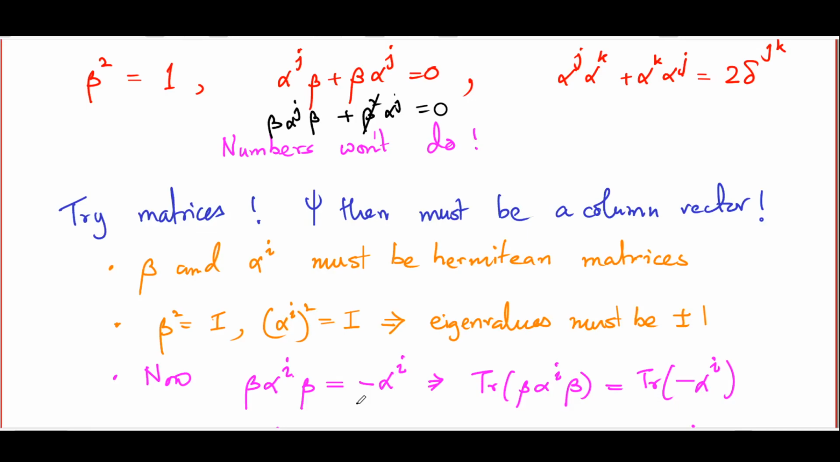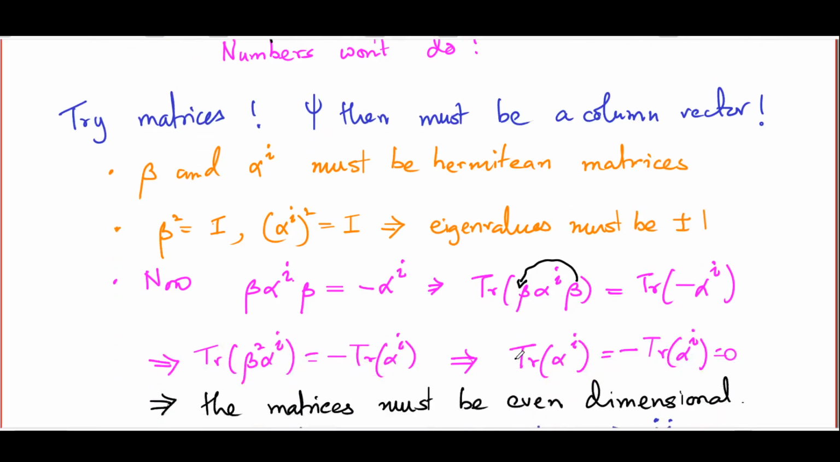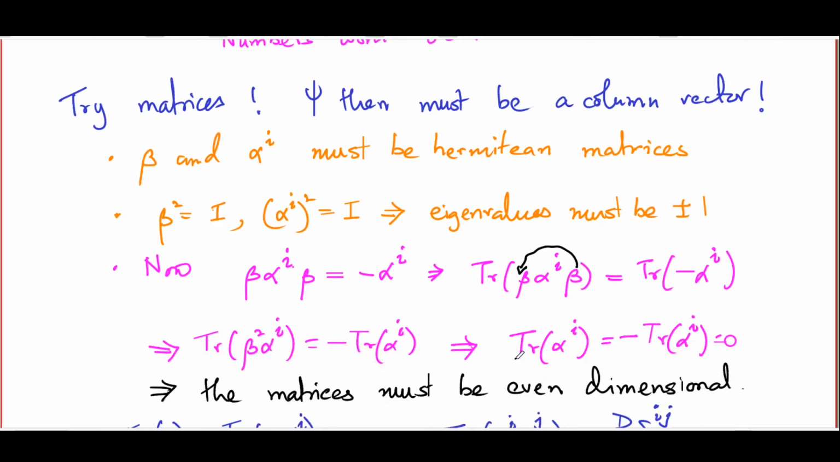On the other hand, you can simplify the left hand side, trace of beta alpha i beta, by using the property known as cyclicity of trace. What that means is that you can bring the beta from here to the front. So that gives you trace of beta square alpha i is equal to minus trace of alpha i, but beta square being the identity, this tells you the trace of alpha i must be minus trace of alpha i, and hence alpha i's trace must be 0.